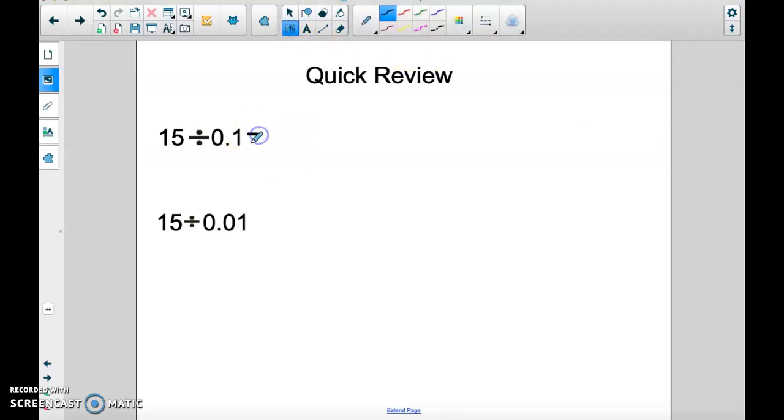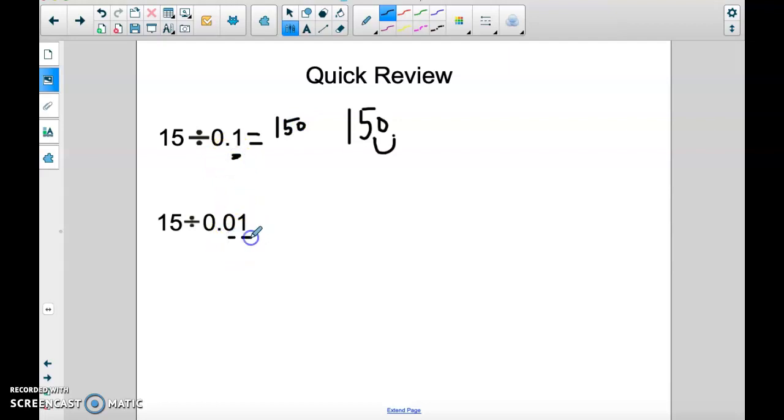So this should be very similar to what we did yesterday, right? In fact, I believe this was a problem that we did yesterday. So if we have 15 divided by 0 and 1/10, I'm looking for how many 0 and 1/10 are there in 15 wholes. So what I do is, and a lot of you brought this up yesterday, is I make it one place value bigger. So my answer would be 150 because there's one place value, right?